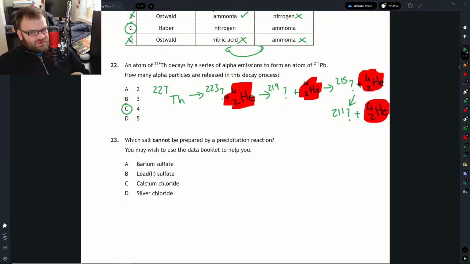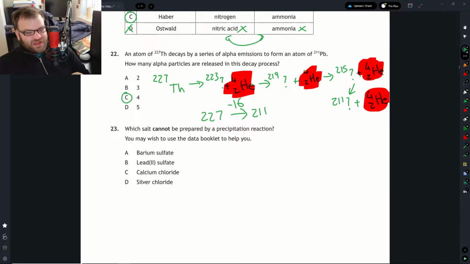Another thing you could do, which would speed this up considerably, well, if you start at 227 and you go to 211, we have lost 16 of a mass. Each alpha particle is 4, so we would need 4 alpha particles, because 4 times 4 gives you 16. Either of those ways works. Getting up to 4, it's not too taxing to write it out like that. If there was more and more, then the other approach would have to be used, I'd say, for time purposes.